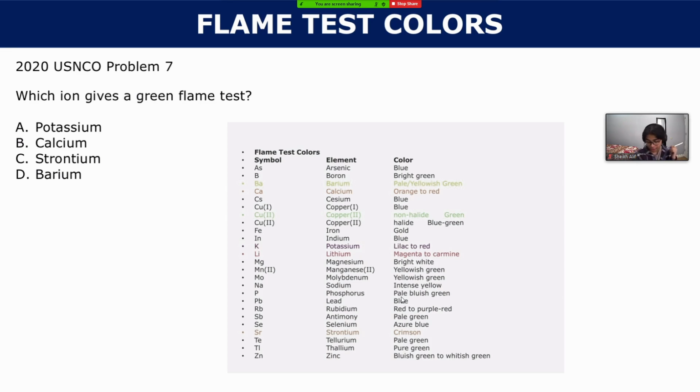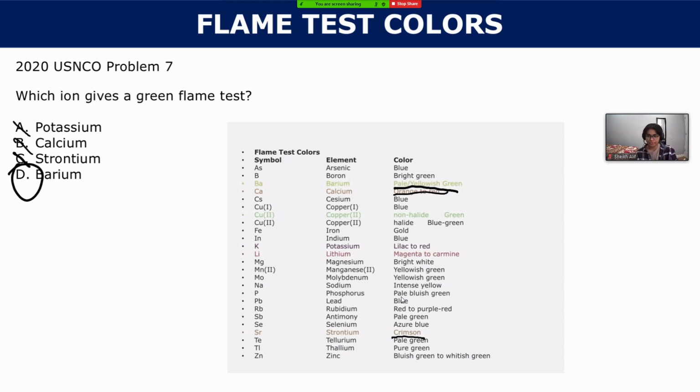Next is a national question. Which ion gives a green flame test? So let's go through it. Potassium, again, that's not going to be it. Potassium produces lilac to red. Calcium produces orange to red. That's not it. Strontium is crimson, but crimson is not green. And the only one left is barium. And barium is pale yellowish green. And that is the closest to a green flame test that we have here.